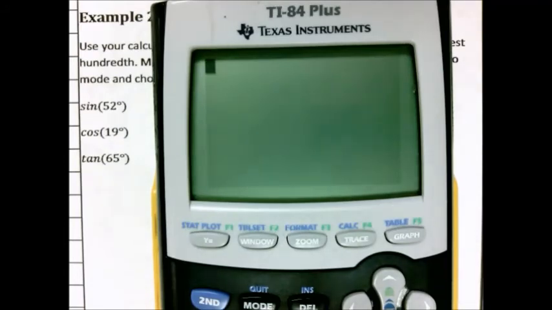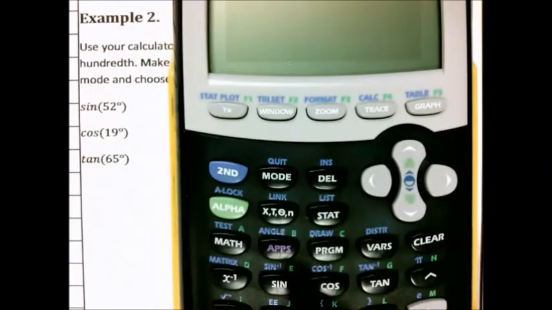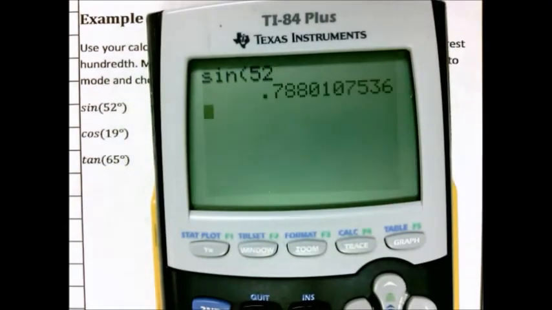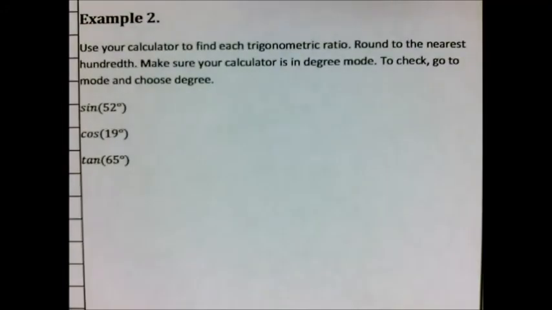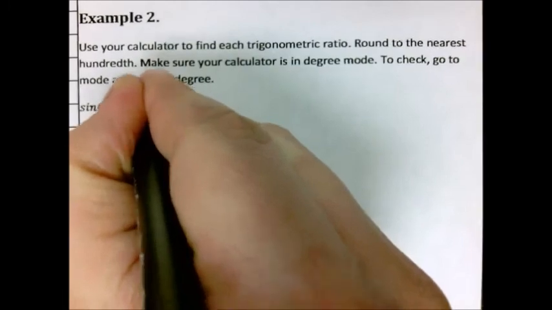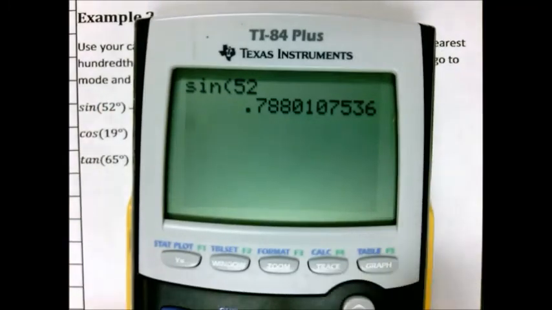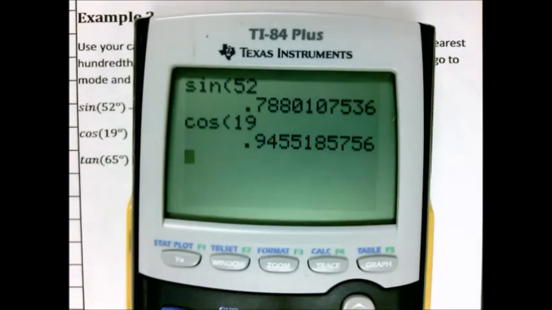So if we were to try to find the sine of 52 degrees, you'd press the sine button, which I'll put up here. You see sine, cosine, and tangent are these three buttons. You'll press sine of 52, enter, and we get that ratio now. The ratio of the sine of 52 degrees is 0.79 if we round up. The cosine of 19, again, we're just going to press cosine this time, of 19, press enter, we get 0.95.